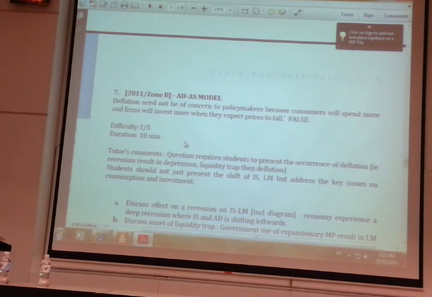Again, if this comes out, I won't do it first. If I'm not competent, I will write as much as I can, but I tell myself I might score a 0. So don't bank your hopes on this kind of analytical model discussion. It will come out, but manage your time well. So the question says, deflation need not be a concern to policy makers because consumers will spend more because prices drop, and firms will invest more because they expect prices to drop.